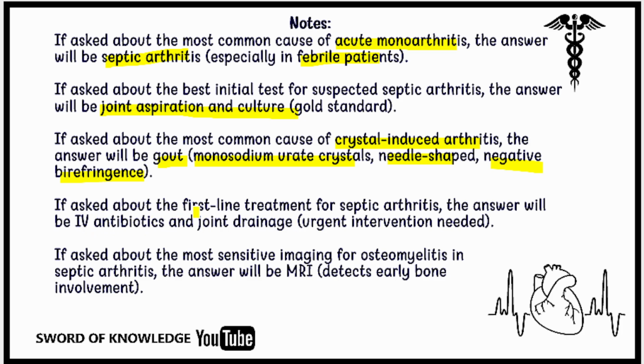And if asked about the first line treatment of septic arthritis, the answer will be IV antibiotics and joint drainage. And remember that this is an urgent process. We have to do it urgently. And if finally asked about the most sensitive imaging for osteomyelitis in septic arthritis, the answer will be MRI to detect early bone involvement. So we can further reduce the damage.